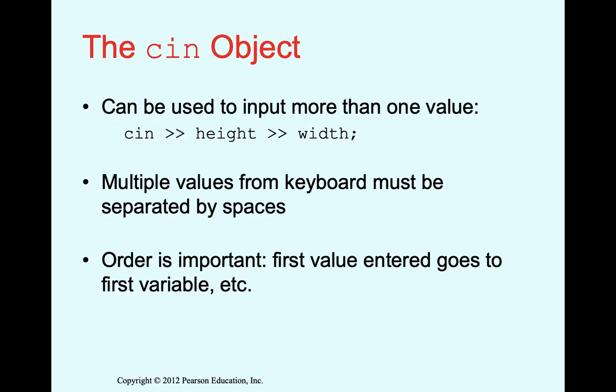We can use more than one variable in one cin statement. So in this example, cin height and then width. It's like we want to read the height from the user and then the width. Multiple values from the keyboard must be separated by spaces in this case, and the order is important. So the first value that the user enters will be stored in height, and then the user makes a space, and the second value will be stored in width.